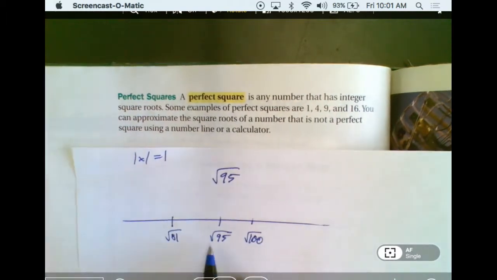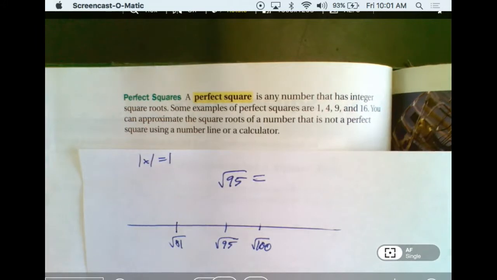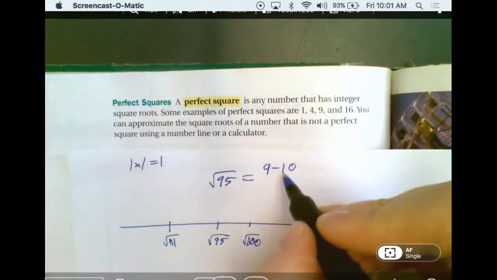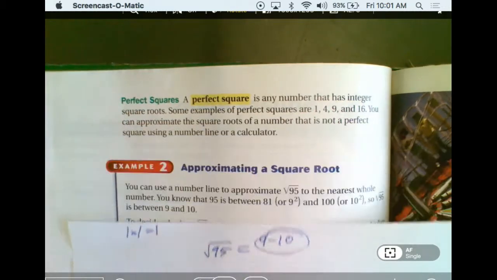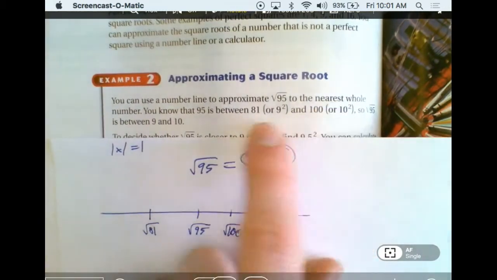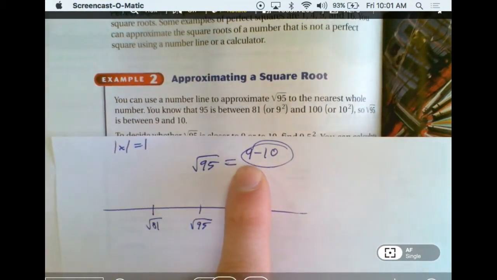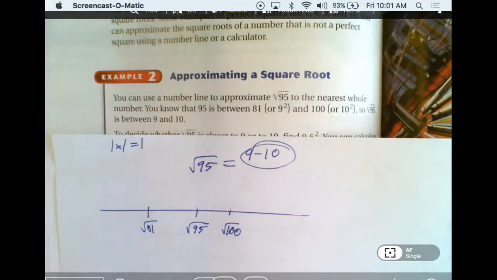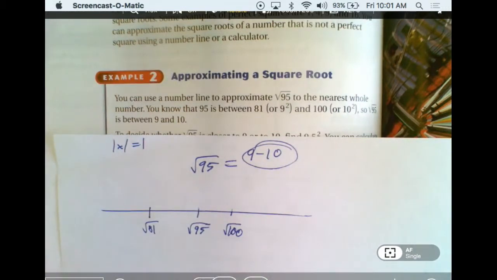So we already figured something out here. We're trying to figure out what the square root of 95 is. We already figured out that it's somewhere in between 9 and 10. It's somewhere in that range. But this problem says to the nearest whole number. So we have to choose: is the square root of 95 closer to 9 or closer to 10? Well, what number is halfway between 9 and 10?